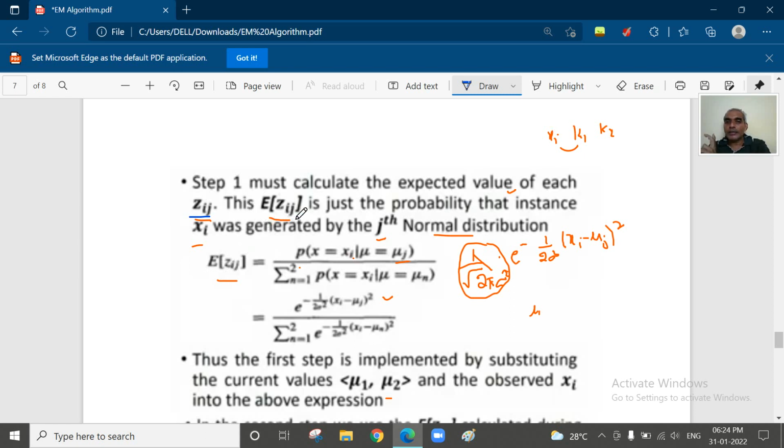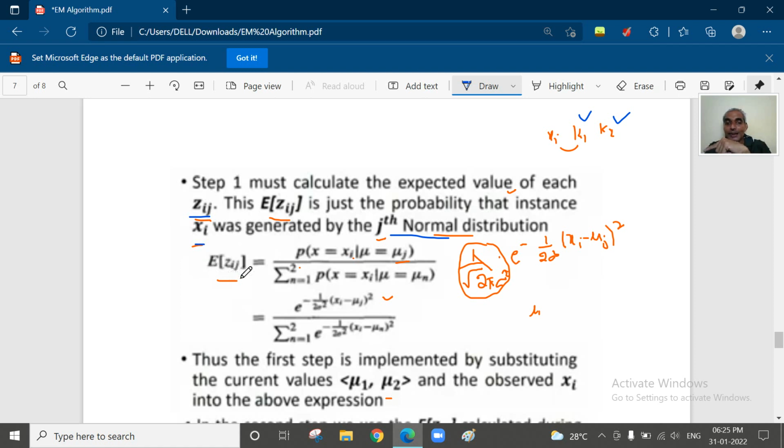So now this E of zij is just the probability that instance xi... Now what is the probability? What is the chance that a value xi is being generated by the jth normal distribution? What is the likelihood? What is the probability that this xi is generated by this distribution? You are going to calculate that.